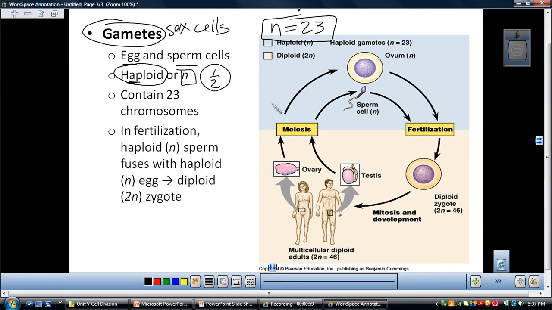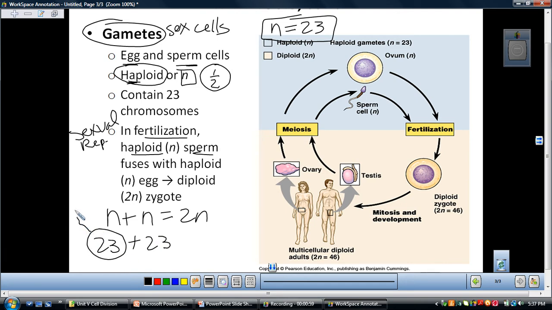Okay, so why must we do that? It's really imperative that we create cells with half the amount of genetic information, because whenever it comes time to sexually reproduce, in fertilization, a haploid sperm cell and a haploid egg cell join, unite together, and so n plus n equals 2n. So if I've got 23 chromosomes here and 23 chromosomes, this is a sperm and this is an egg, then I'm going to end up with a zygote that has 46 chromosomes.